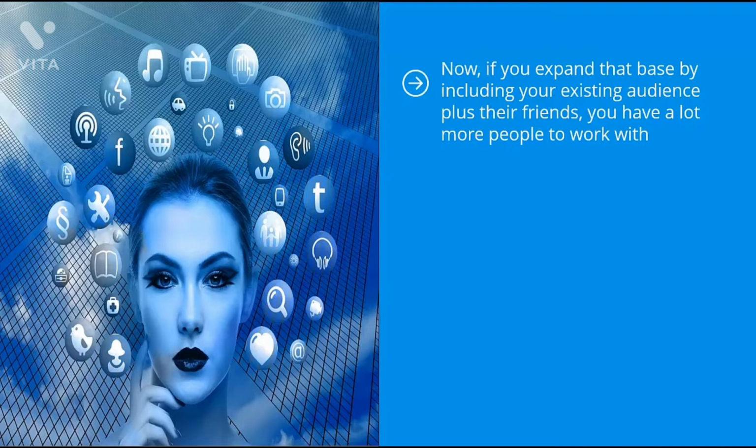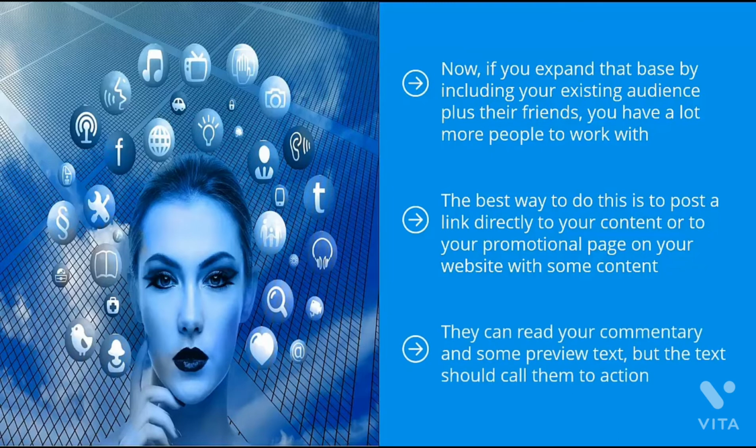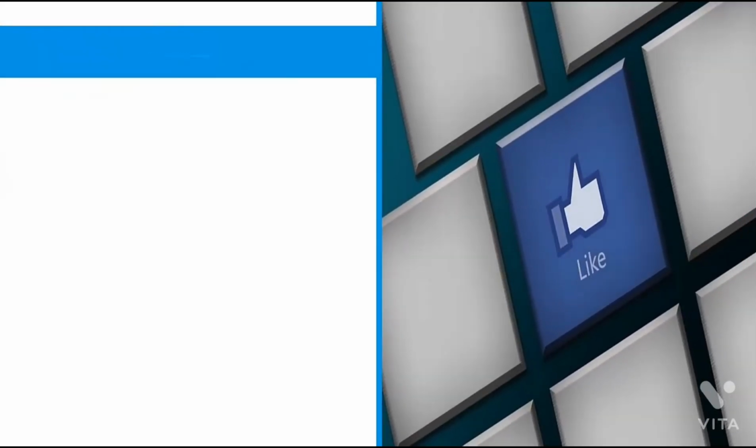This translates to possibly cheap clicks to your target site. The best way to do this is to post a link directly to your content or to your promotional page on your website with some content. This way, when someone clicks through, they go straight to your website. They can read your commentary and some preview text, but the text should call them to action. This is the cleanest way to get direct traffic cheaply using post boosts targeting your existing audience and their friends. Direct traffic to your target site.